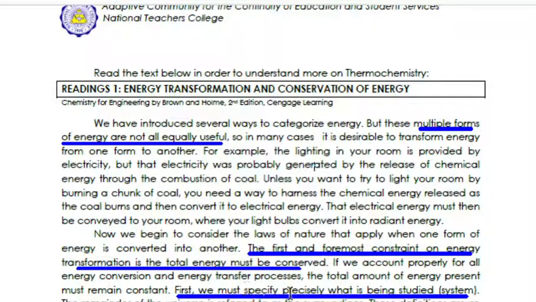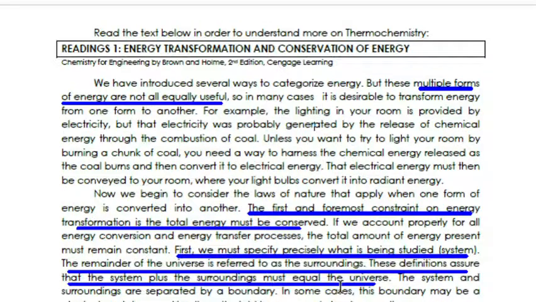First, we must specify precisely what is being studied, which is the system. Then the remainder of the universe is referred to as the surroundings. And this definition assures that the system plus the surroundings must equal the universe. And then in most cases, the main requirement is that we should be consistent in identifying what is the system and what is the surroundings.